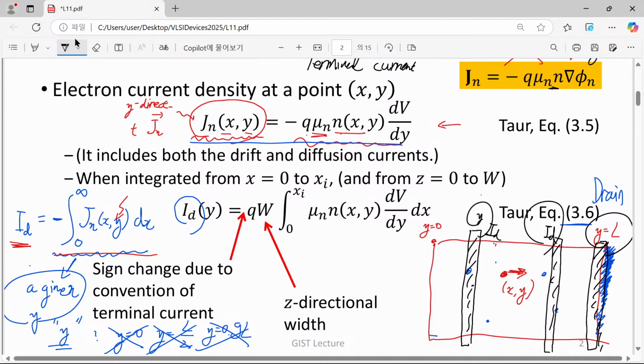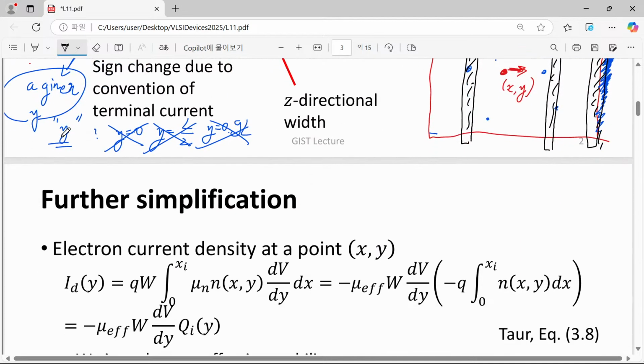Since they are all the same, if I calculate it here or there or at any position, this gives us the correct value of ID. Why do we say so? It is related to quite a powerful law, like current conservation.